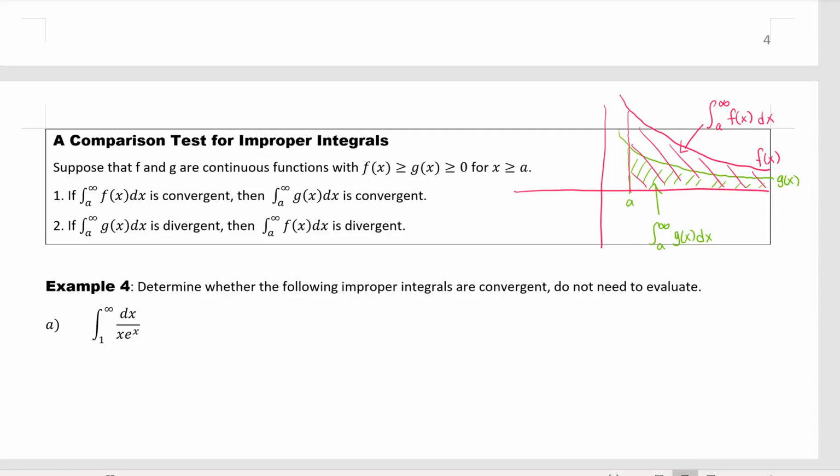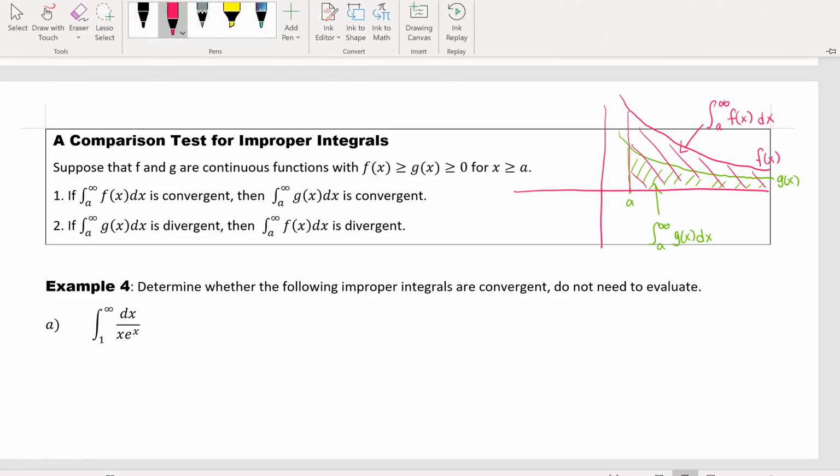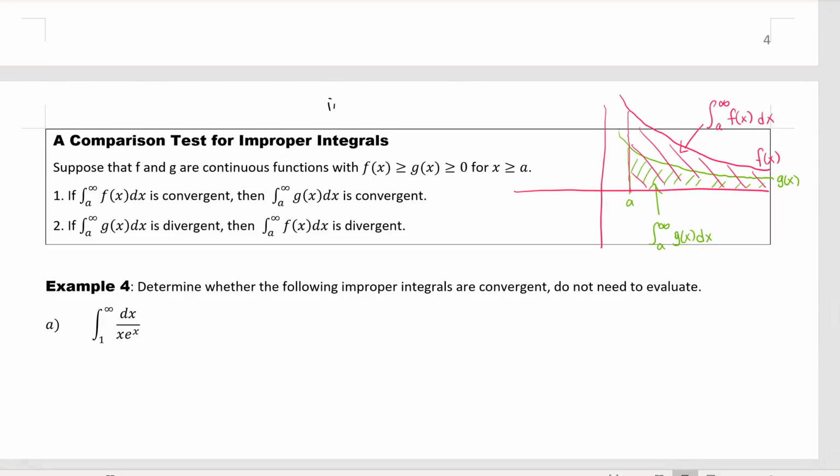So what does converges mean? The improper integral converges. That corresponds to the area being finite, right? If the integral diverges, that corresponds to the area being infinite. Okay, so let's look at this picture. The pink area is bigger than the green area. You can see from the picture, right?